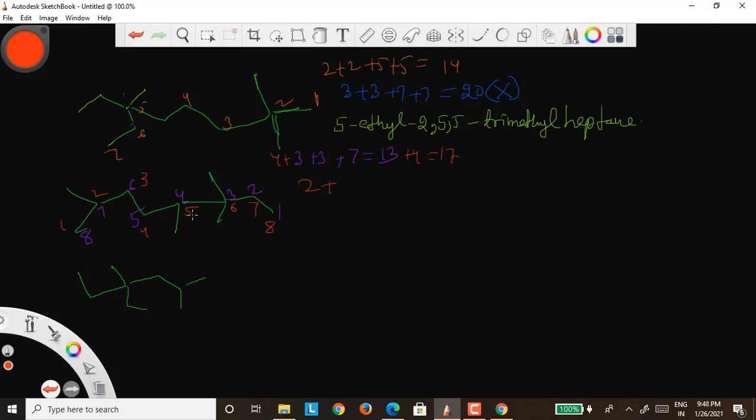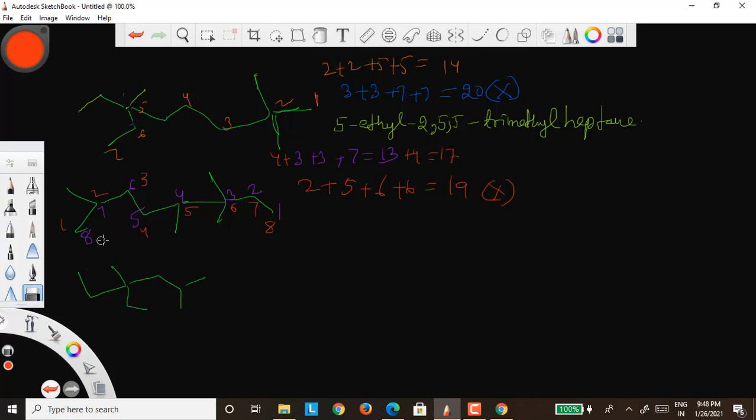2 plus, red color na, so 2 plus 5, 5 plus 6 plus 6, 6 plus 6. How much coming? 12 plus 5, 17 plus 2, 19. Oh, it's wrong. It is not correct. So red color numbering is wrong. So red color numbering will be removed. Red color is wrong. It will create confusion. So you delete red color. So only the indigo color is correct.